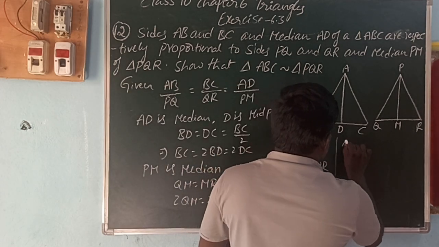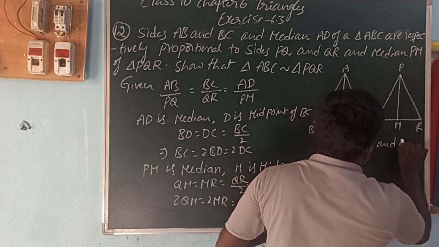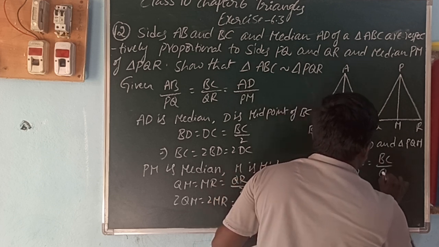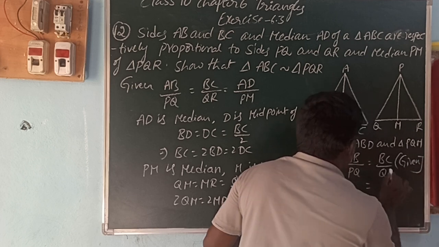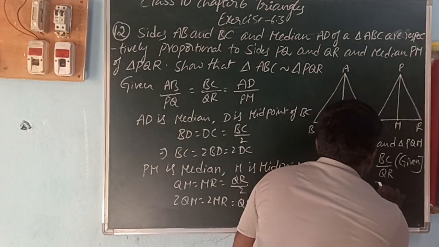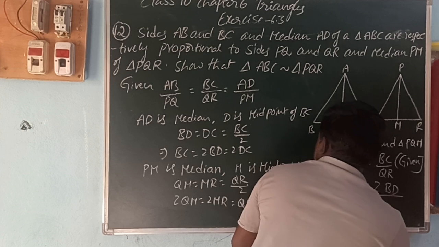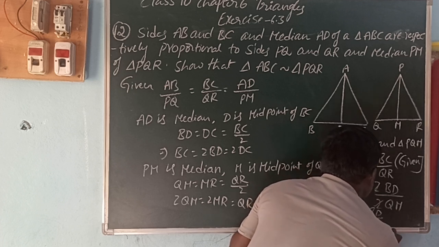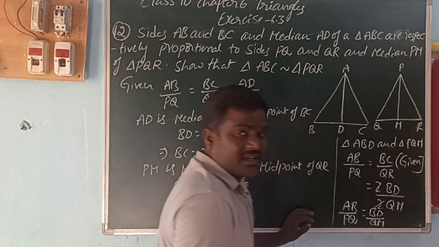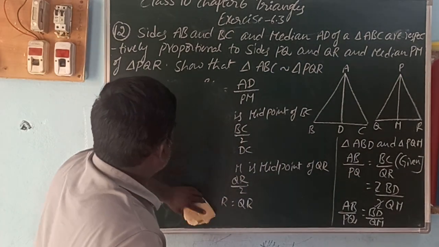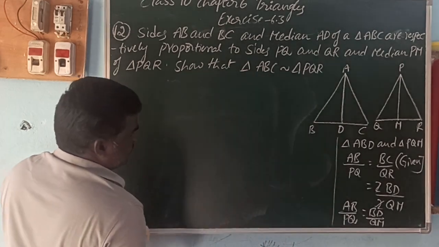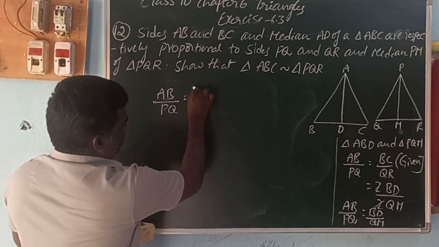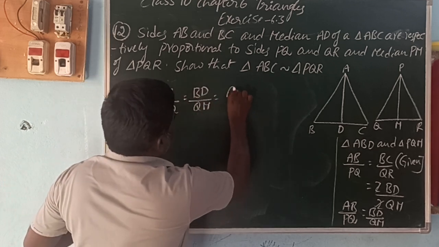So here, in triangle ABD and triangle PQM, AB by PQ is equal to BC by QR. It is given. In place of BC, we can write 2BD, and in place of QR, we can write 2QM. So the 2 cancels, and that is equal to BD by QM. So in triangle ABD and triangle PQM, AB by PQ is equal to BD by QM, which is equal to AD by PM.